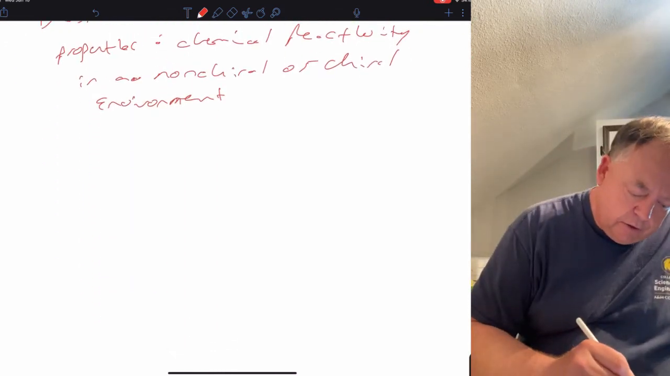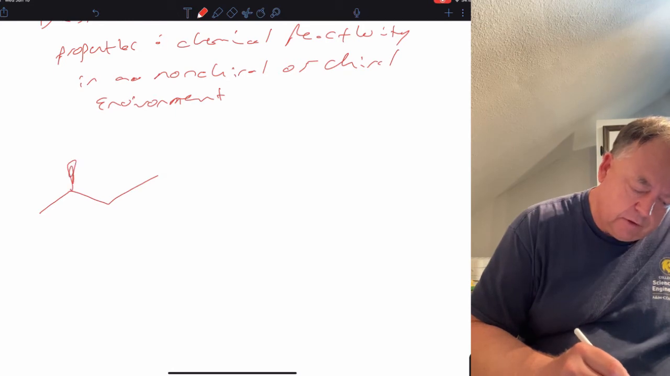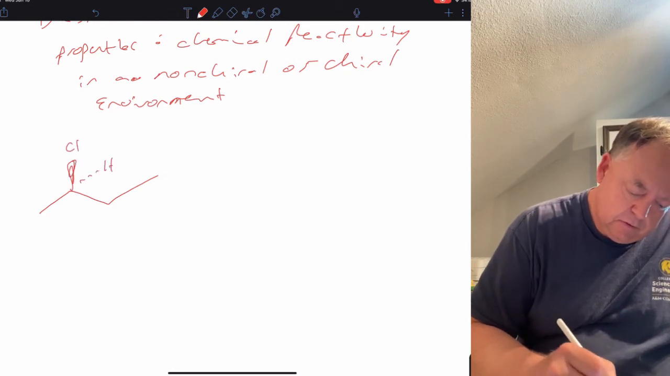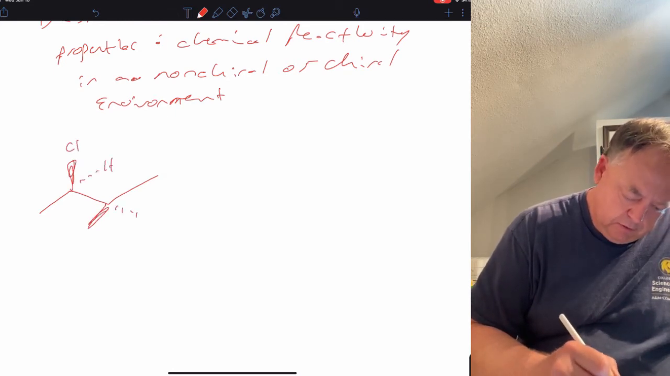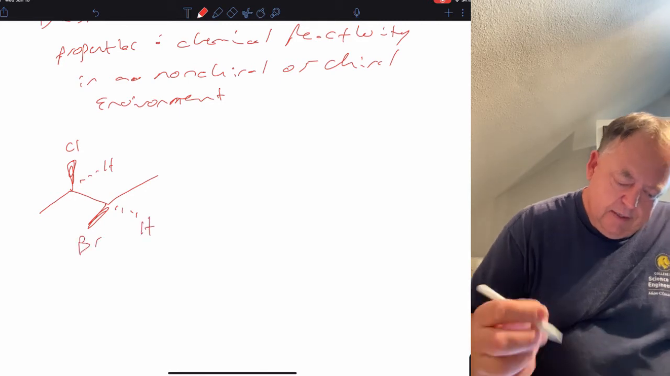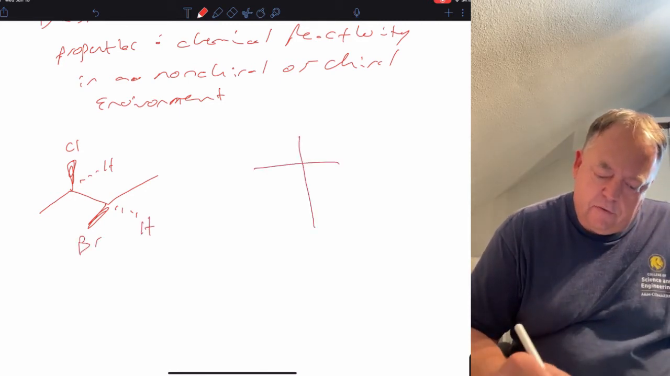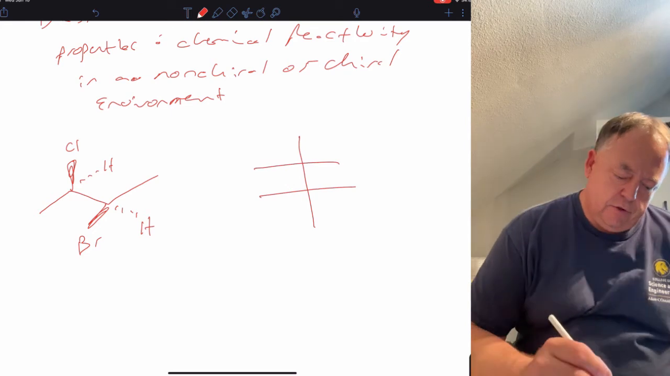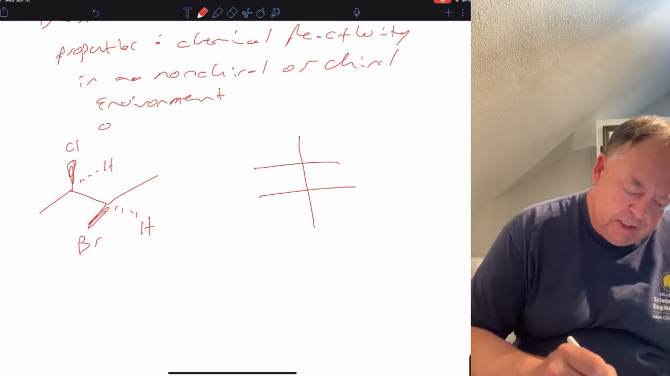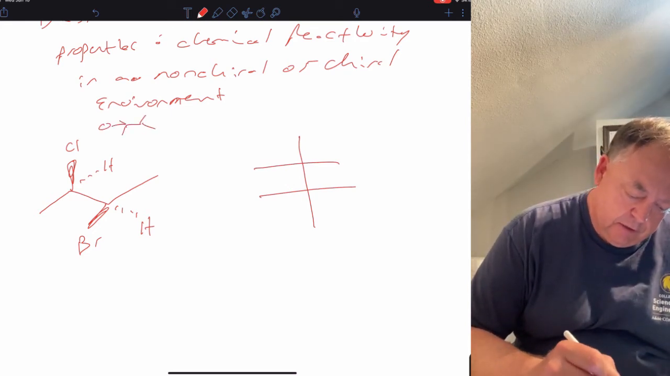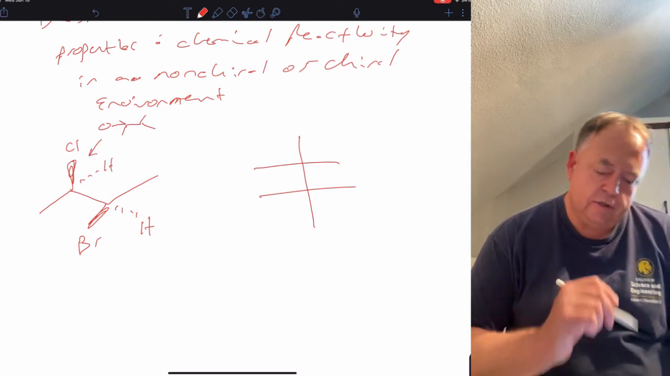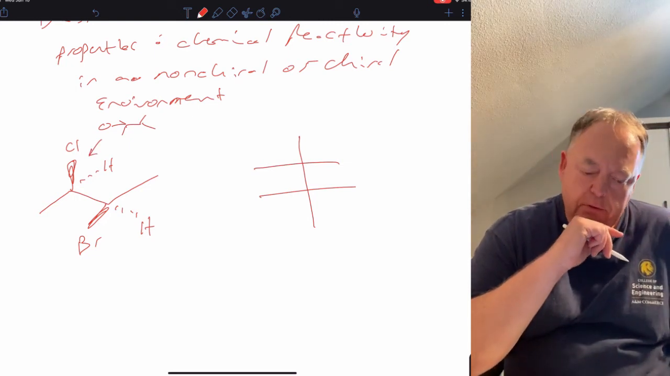Okay, so another aspect here. If you have two chiral carbons, let's draw a Fischer projection of the molecule. To do this, you do each one separately from each other. So let's draw a Fischer projection of the top one.